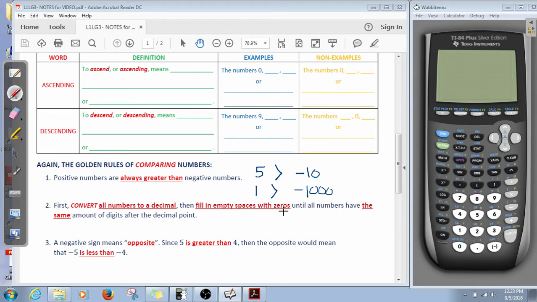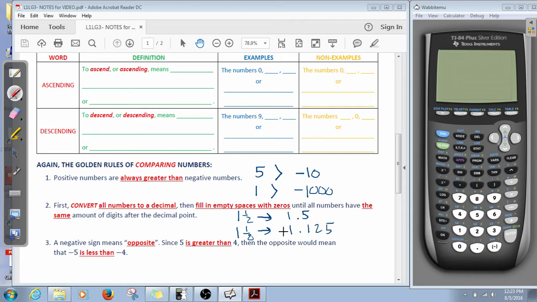Golden rule number 2, we're going to convert all numbers to a decimal, then fill in the empty spaces with zeros until all numbers have the same amount of digits after the decimal point. I know that sounds wordy, but all that means is if I convert some numbers like this, that's 1 5/10. And then if I had this, that would be 1 and 125 thousandths.